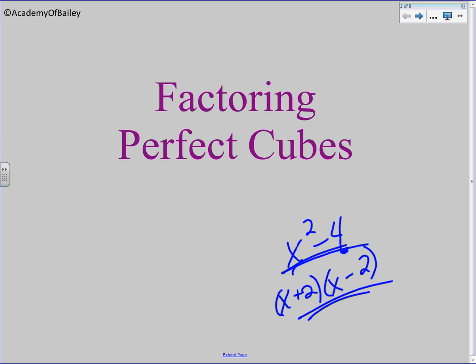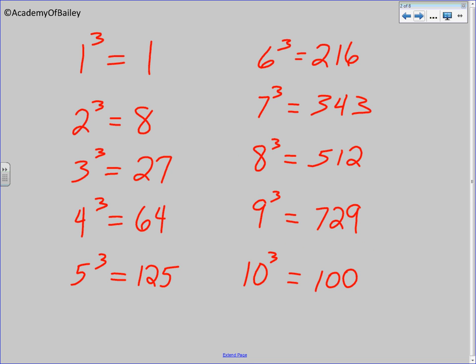Factoring perfect cubes is different because we can have a plus sign in between there, or we can have a minus sign in between there. And we're going to talk about the pattern that you follow when you have perfect cubes.